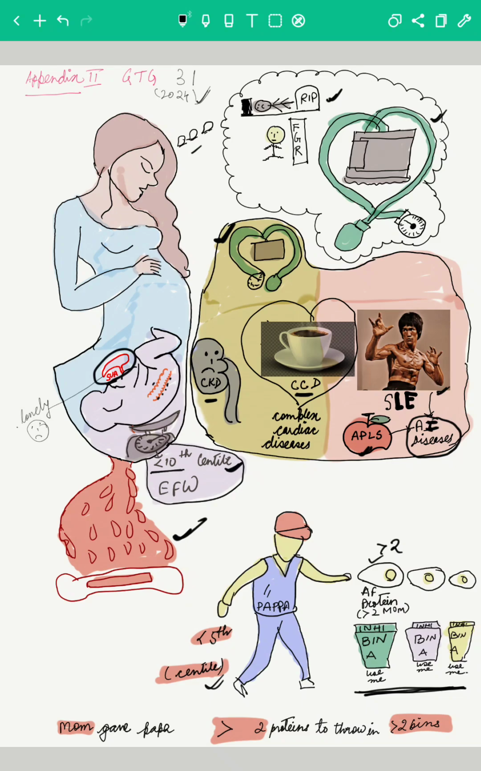Now that implies PAPP-A value less than 5th centile, inhibin A more than 2 MoM, and alpha fetoprotein more than 2 MoM. These three values are again high risk factors for fetal growth restriction. So this is the easiest way I could figure out to remember the high risk factors for fetal growth restriction.